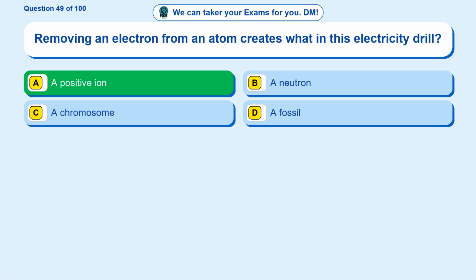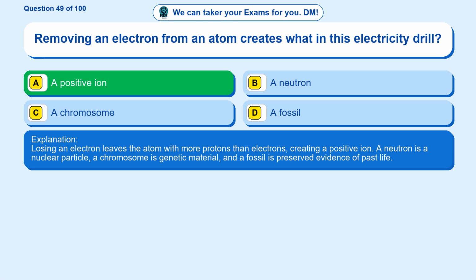A positive ion. Losing an electron leaves the atom with more protons than electrons, creating a positive ion. A neutron is a nuclear particle, a chromosome is genetic material, and a fossil is preserved evidence of past life.